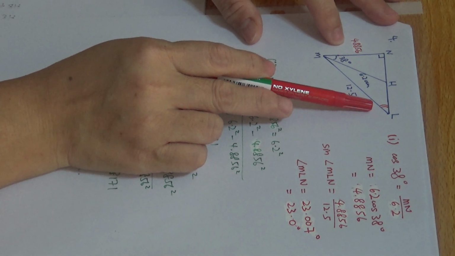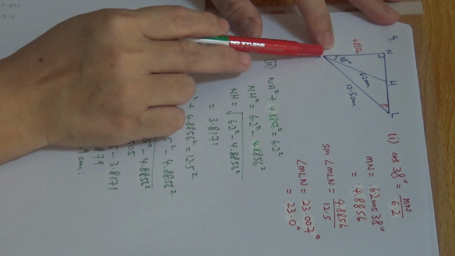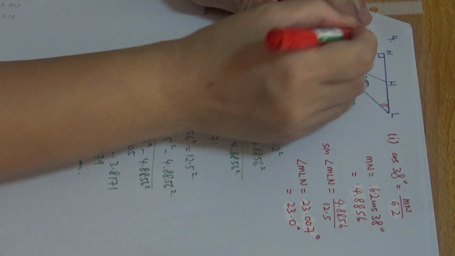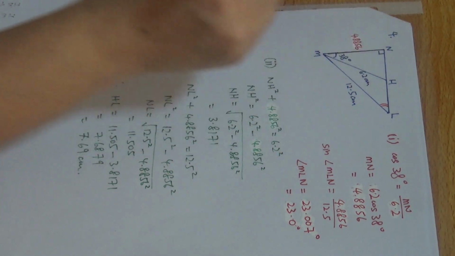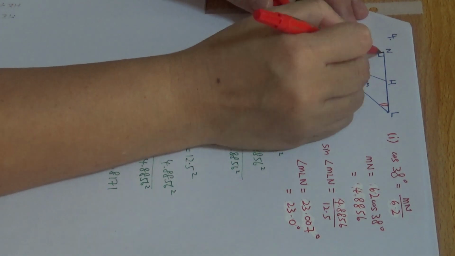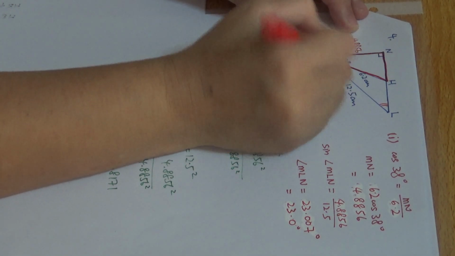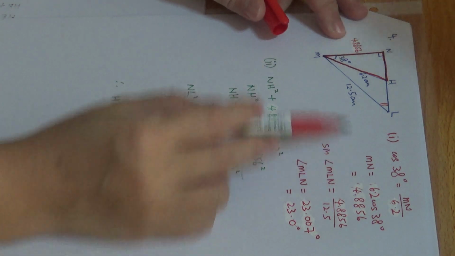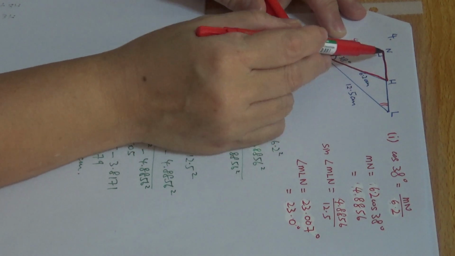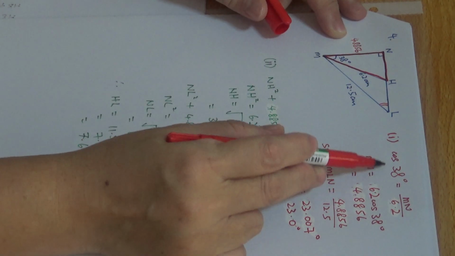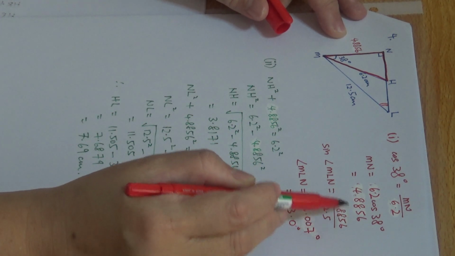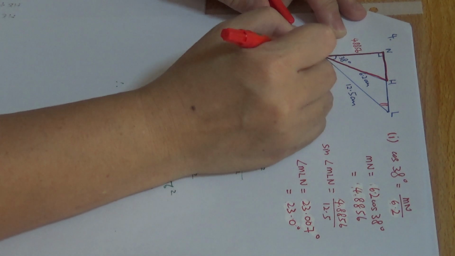Let's take a look at this particular triangle first because I cannot find this straight away. Let me just highlight it for you so that you can see it carefully. My purpose is to find MN here. To use 38, I must use cosine. Using this triangle, right angle here, I will use cosine. I will find that it's 4.8856.